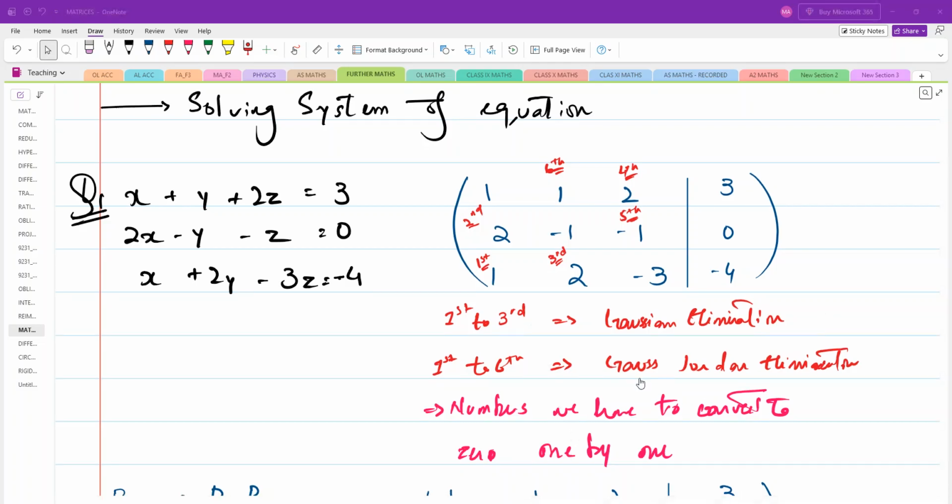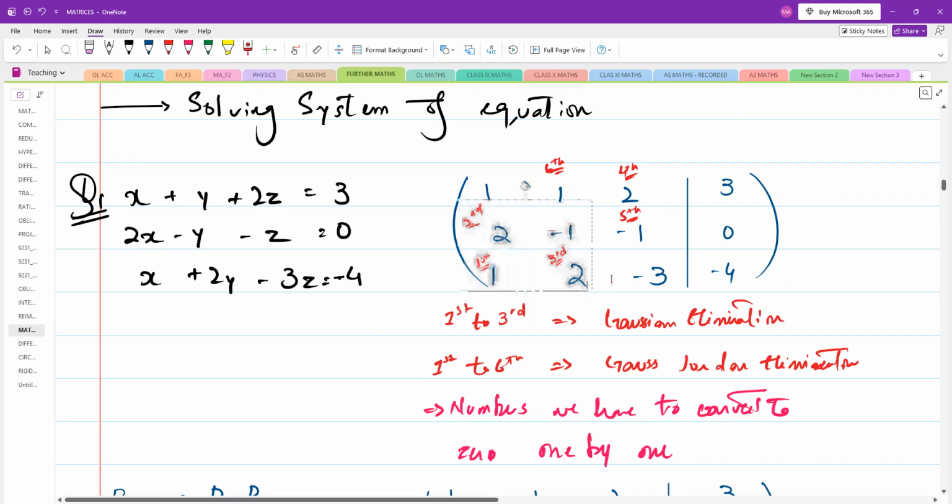One second. Now, where was I? I was saying that when you are done converting these three numbers into zeros, you will convert these three numbers into zeros, and that is Gauss-Jordan elimination. So for Gaussian elimination, you need to just convert these three, and for Gauss-Jordan, you need to convert these three. However, the knowledge of this is only required for you.